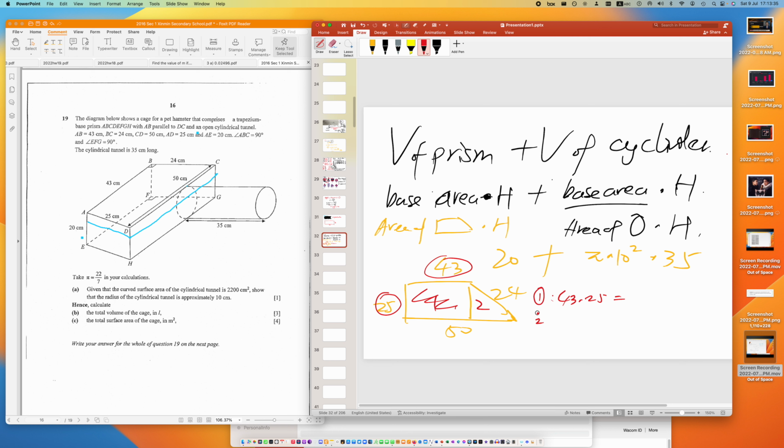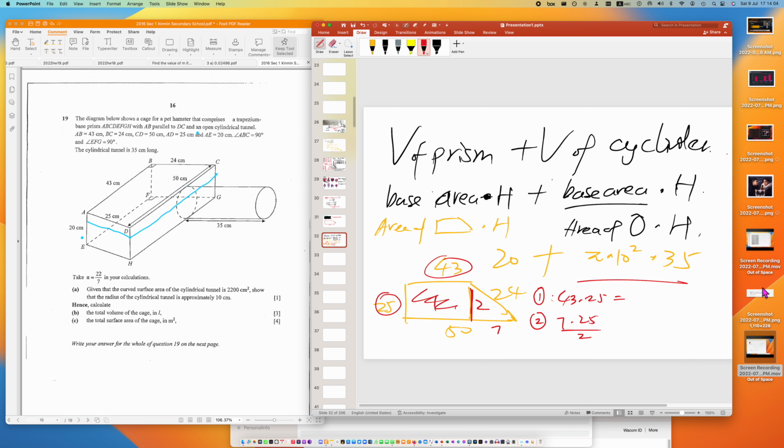Then the second one is also very simple. This is 15 minus 7, base times height, half, right? So it's 2. You just add these two up, then multiply by the height, which is 20. That will give you the volume of the prism. Then add it with this, and that is the total volume of the cage.